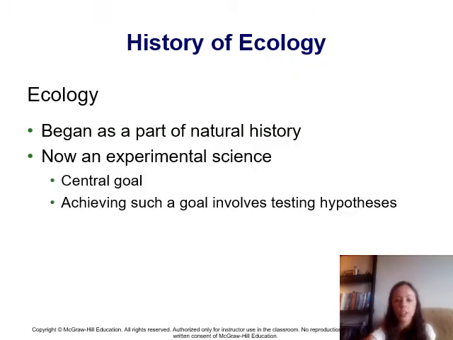Ecology originally began as a part of natural history because scientists observed and described organisms in their environment. Now it has developed into an experimental science. The central goal is to develop models that can explain and predict the distribution and abundance of the various animal and plant populations based on their interactions within an ecosystem.